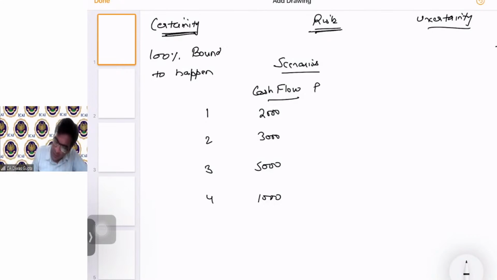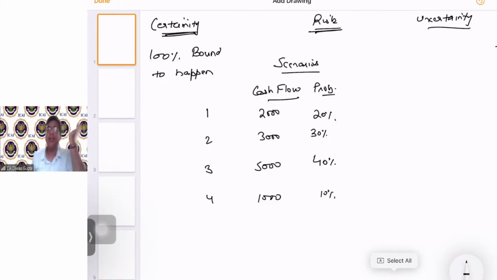I would say that for the first scenario to happen, according to me, there is a 20% probability. For the second scenario to happen, there is a 30% probability. For the third scenario, let's say there is a 40% probability. And for 1000 rupees cash flow, which is the fourth scenario, there is only 10% probability.